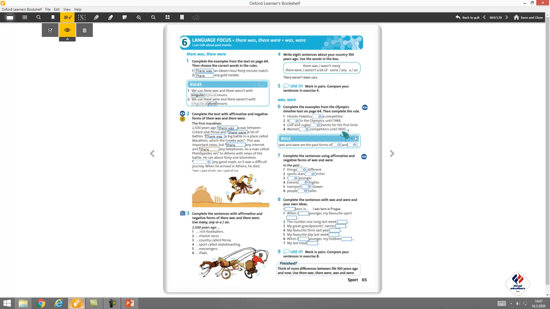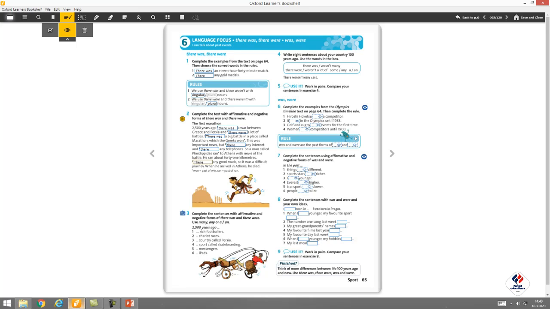So a man called Phidippides ran to Athens with news of the battle. Ran is the simple past form of the verb to run, which is an irregular verb. He ran about 41 kilometers. There weren't any good roads, so it was a difficult journey. When he arrived in Athens, he died because he was so tired.